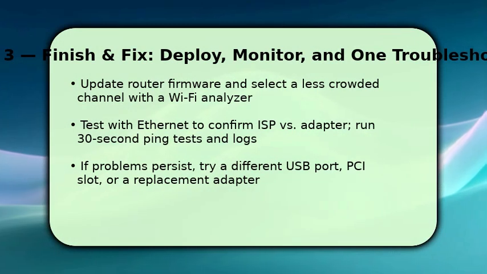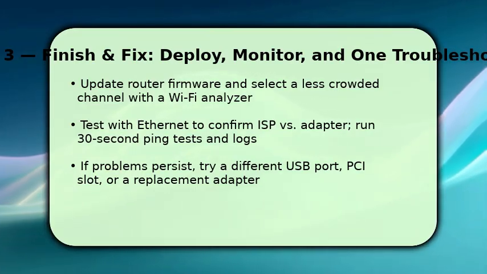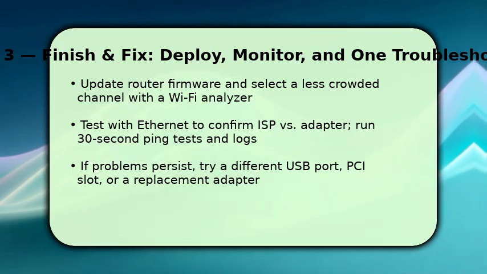To finish, validate the network side. Update router firmware, pick a clearer channel, and set QoS limits if needed. These reduce contention that spikes ping.